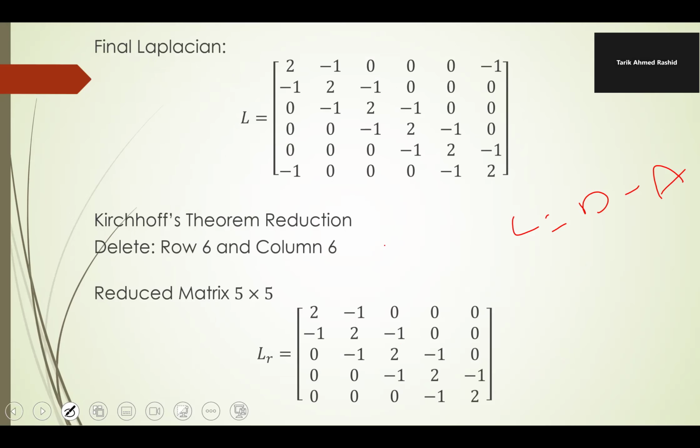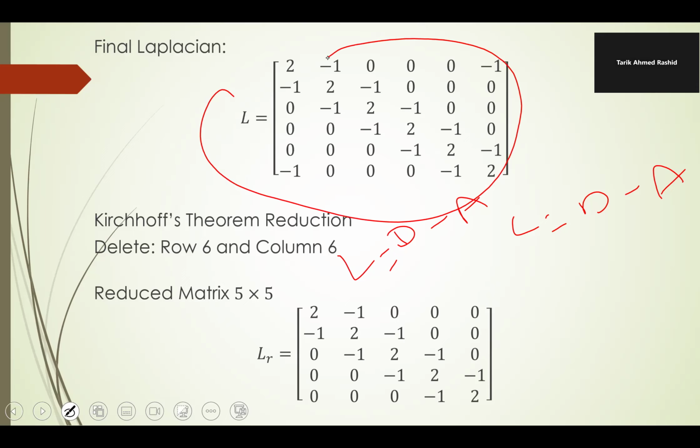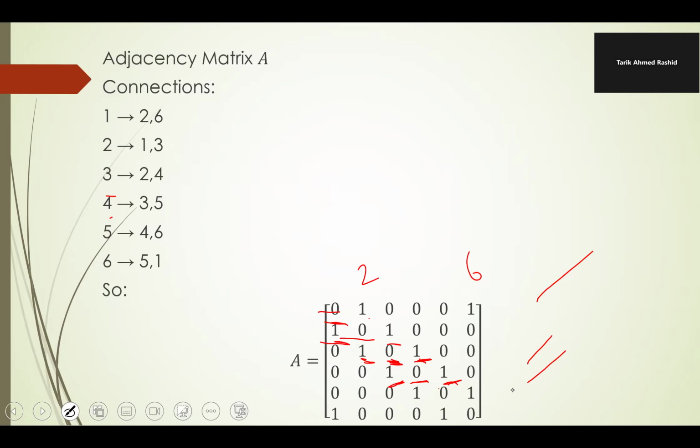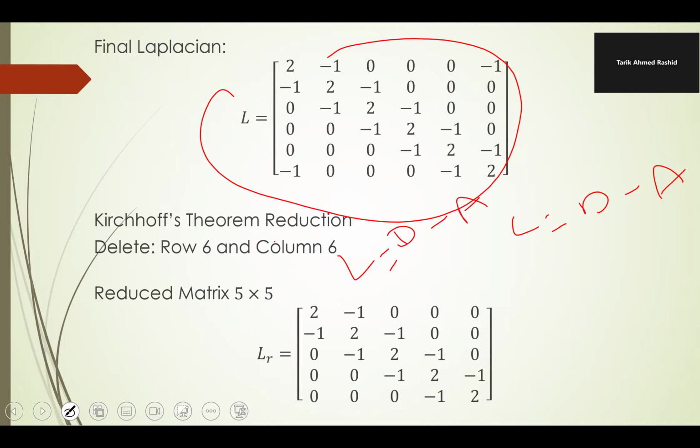So that is the D minus A matrix, and we will get the L matrix. So we have the L matrix that came from this D element-wise minus A. So D minus A, you will get the L matrix. And we did it, the L matrix.